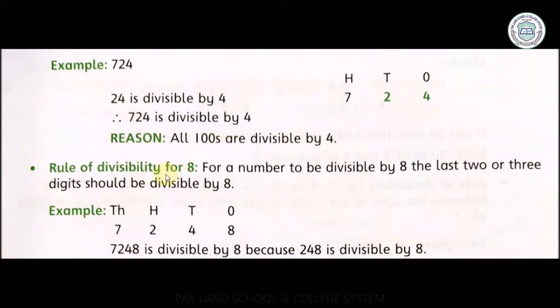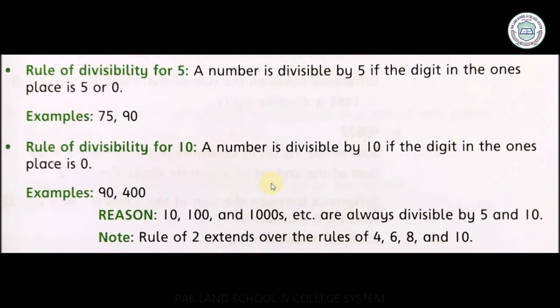Rule of divisibility for 8. For a number to be divisible by 8, the last 2 or 3 digits should be divisible by 8. For example, 7248 is divisible by 8 because 248 is divisible by 8.